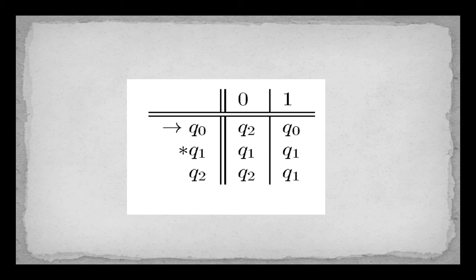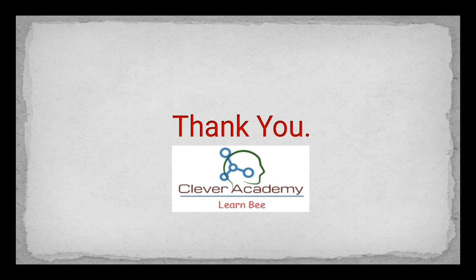Q0 on 0 moves to Q2, Q0 on 1 moves to Q0, and wherever you have the final state, it may be marked with a star or it may be marked with a circle. But you need to satisfy the number of operations included in the transition diagram; all the transition diagram functions have to be included in the transition table. So this is about how to represent the transition diagram and table.